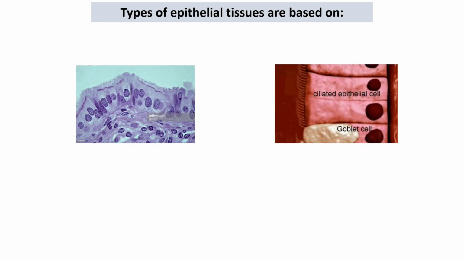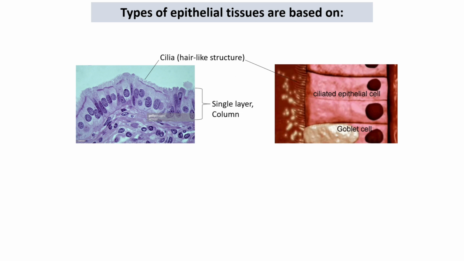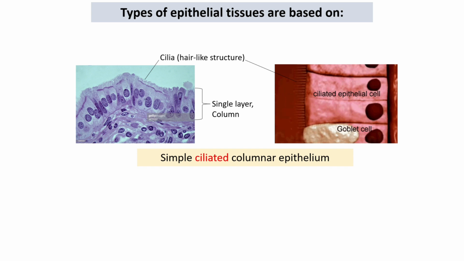Some tissue has cilia, a hair-like structure on the cell surface. For example, like the tissue in this picture. In this picture, other than having cilia on the surface, we can see that the layer of tissue is single layer, and the shape of the cell is column-like. Based on its features, this epithelium is known as simple ciliated columnar epithelium.